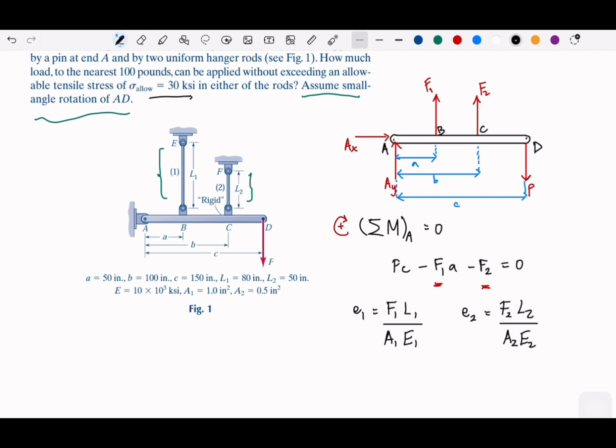And from these elongations, you can see that this will be extended, this is going to be extended. Like the assumptions for the small angle, you start to imagine that there will be a small triangle here.